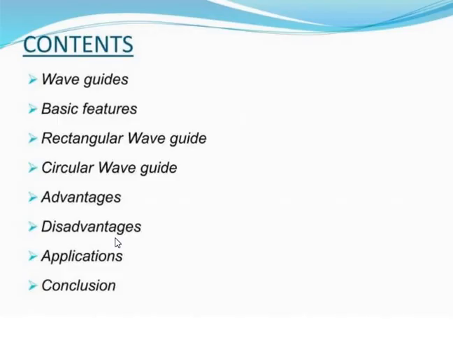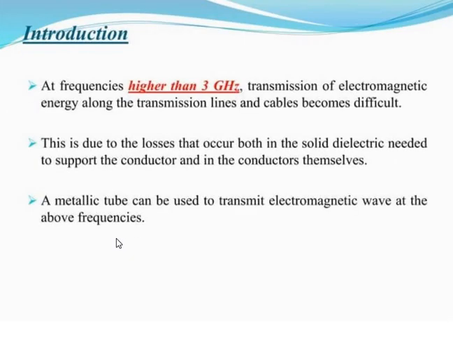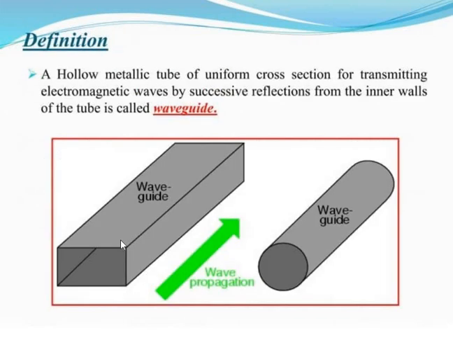The waveguides. You have to know what is a waveguide. A waveguide is an electromagnetic device which is used for more than 3 GHz frequency. They have very less losses due to the solid dielectric needed to support the conductor, and the metallic tube can be used to transmit electromagnetic wave at above frequencies.